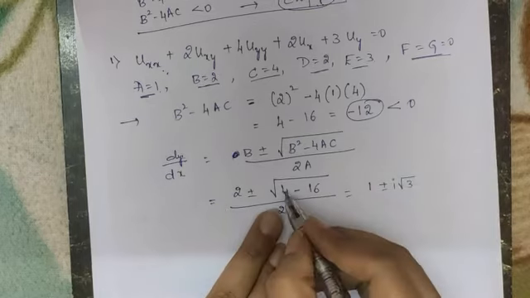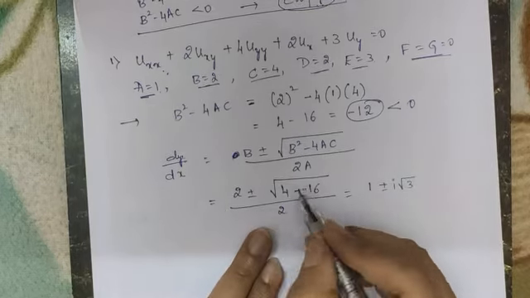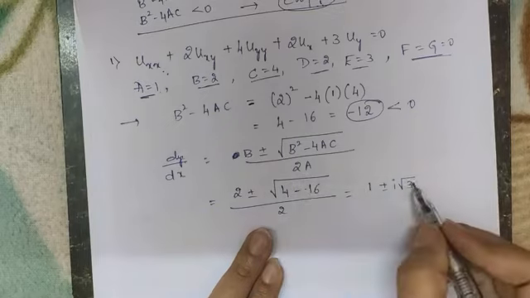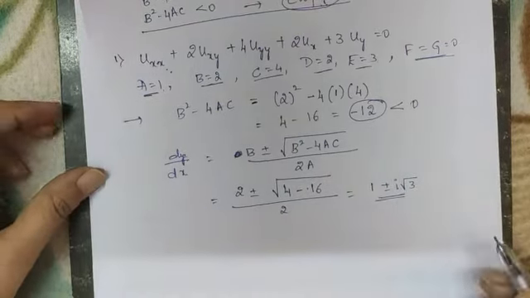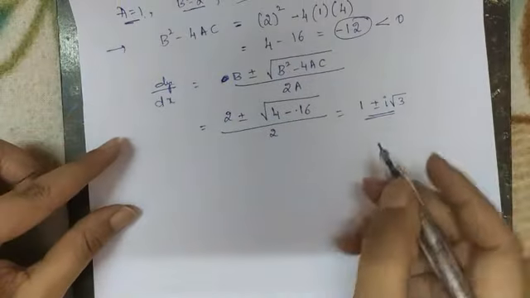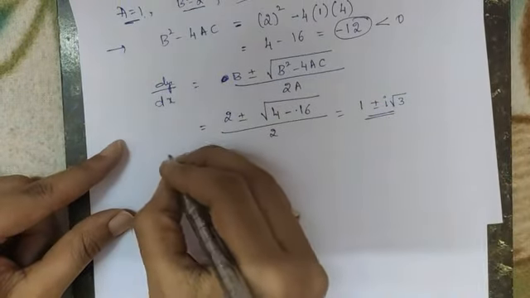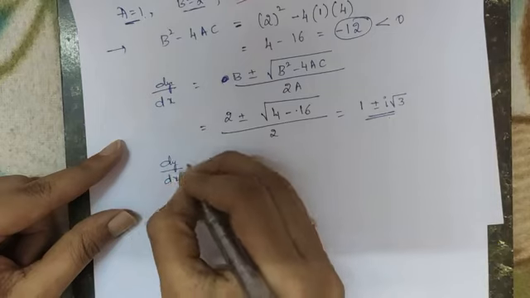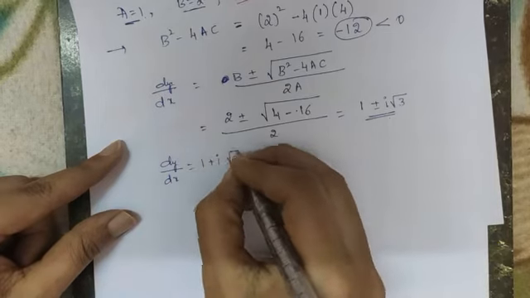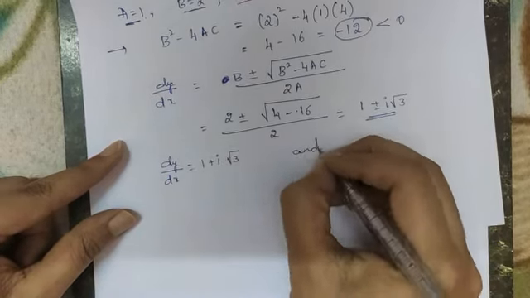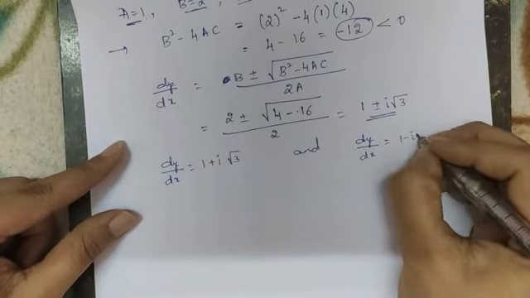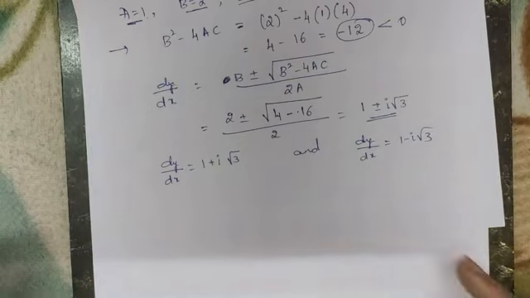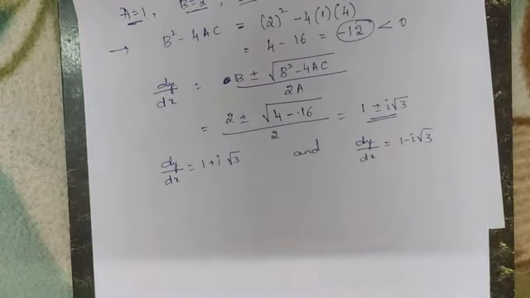You will get i because here you will get a negative value. So square root of minus, you will get i, right? So this is the root now. So I can write this root as dy by dx is equal to 1 plus i root 3 and dy by dx is equal to 1 minus i root 3. I have two roots, right? I have written in this form.